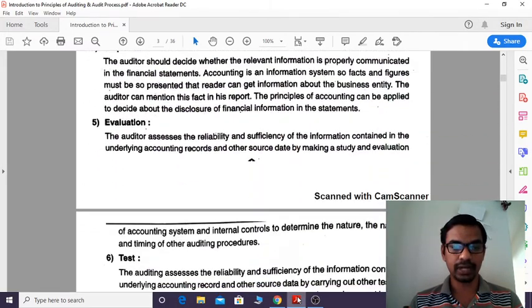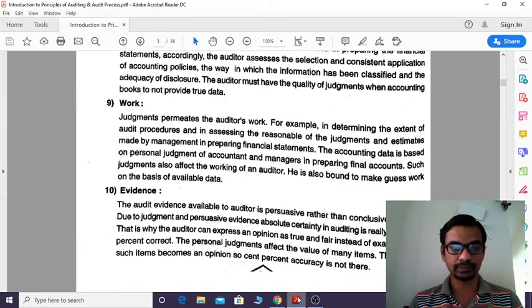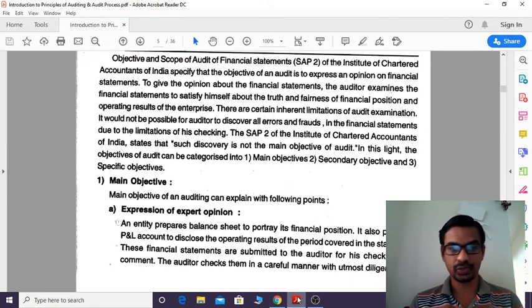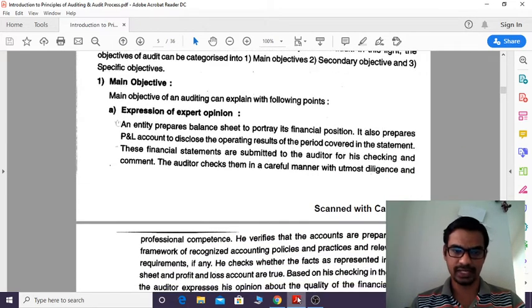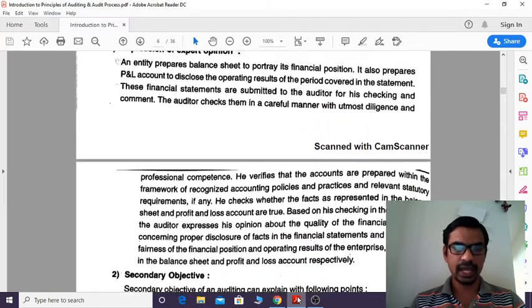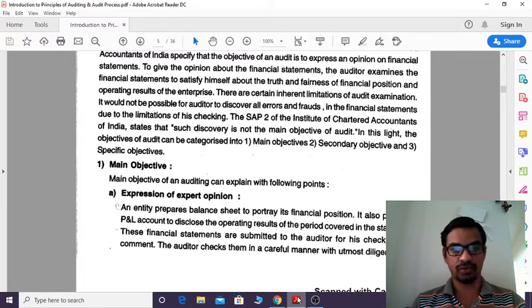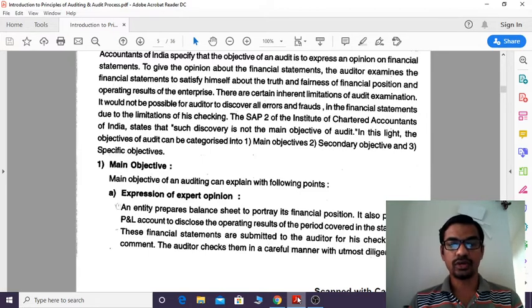Now, in the next part, we have to discuss the objectives of auditing. There are two types of objectives. The first one is the main objective, also called the primary objective, and the second one is the secondary objective. So what is the main objective of auditing? The main objective of auditing can be explained with the following points.